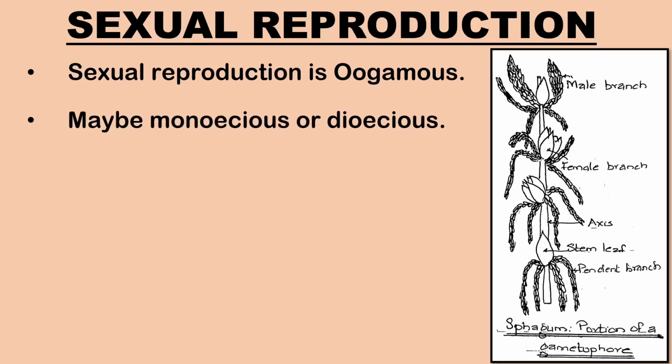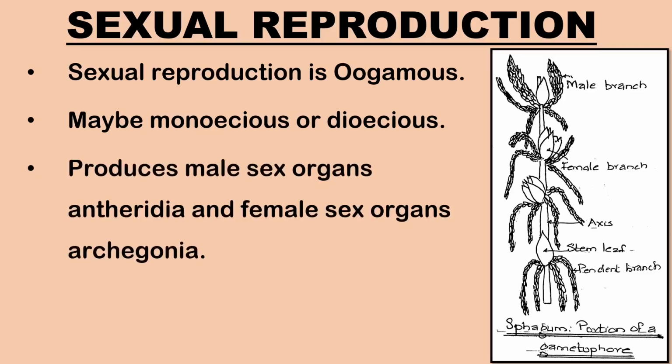Sphagnum may be monoecious, having both sexes in the same plant, or dioecious, having separate male and female plants. Sphagnum reproduces sexually by producing male sex organs, antheridia, and female sex organs, archegonia.